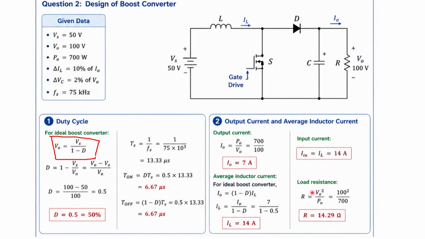So how can we find the load resistance? Either you can calculate V0 upon I0, because we have calculated V0 upon I, or we can calculate V0 square upon P0, which is 100 square upon 700. So the value of the resistor is 14.29 ohms.